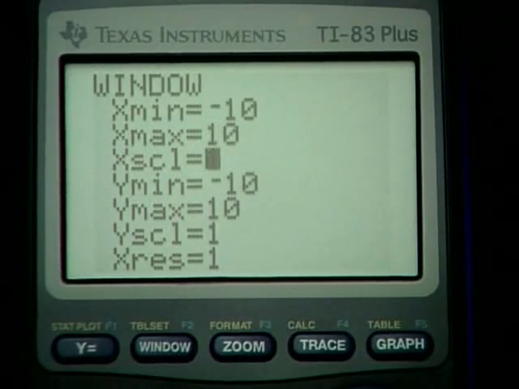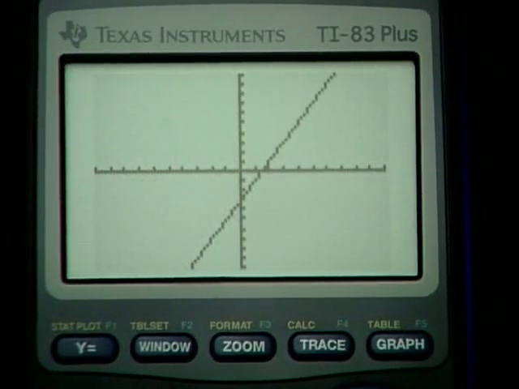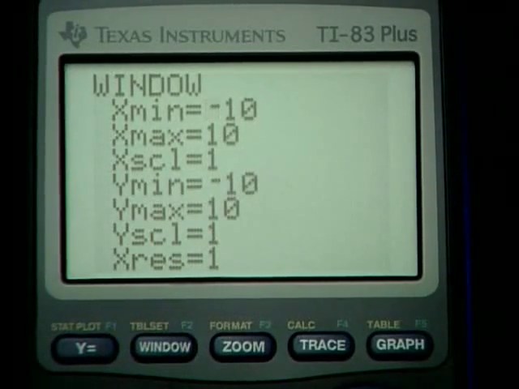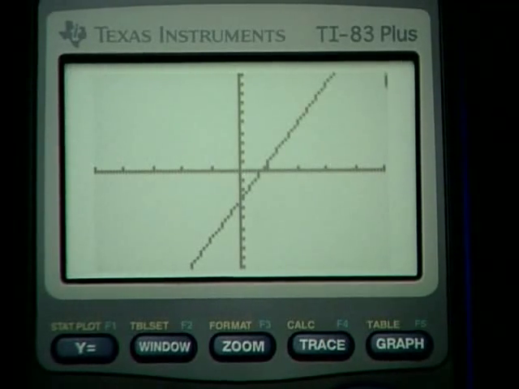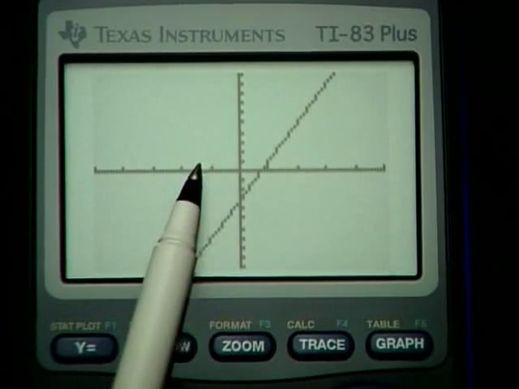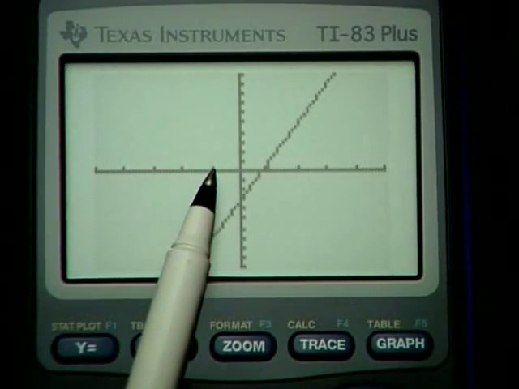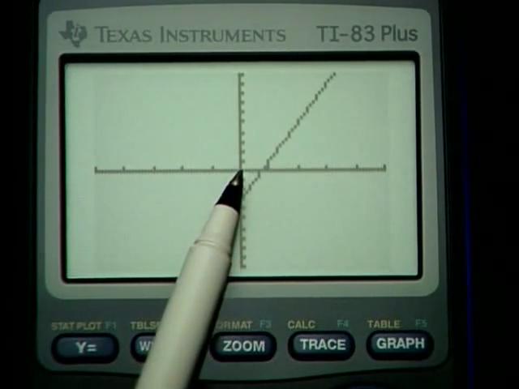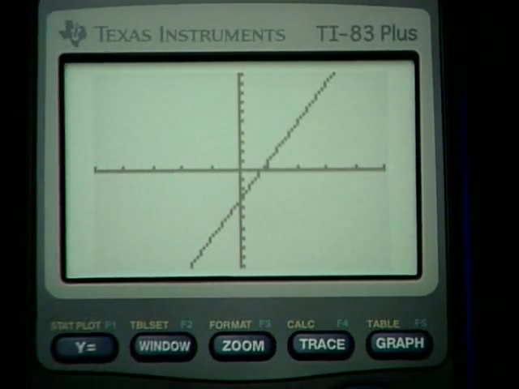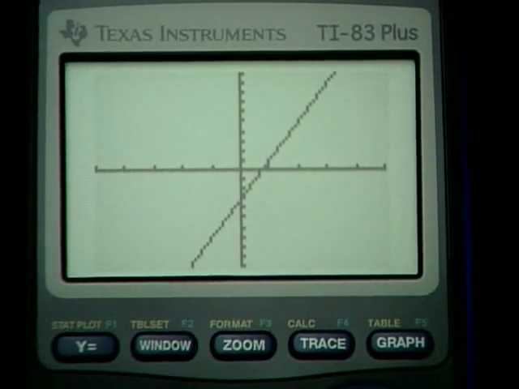Now, let's have a look at the scale situation. Back to the graph. Notice that there are 10 tick marks in all directions. If I go back to window and set an X scale of, let's say, 2, and go back to the graph, then notice that I have a tick mark at every other X unit, left and right. Now, the Y scale is still at 1. So that's what the scale is all about. We can change it according to some kind of need a little bit later.